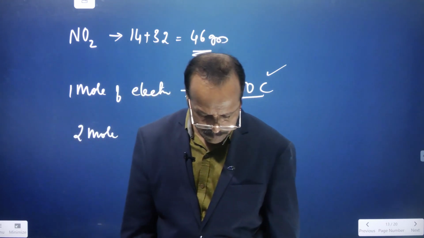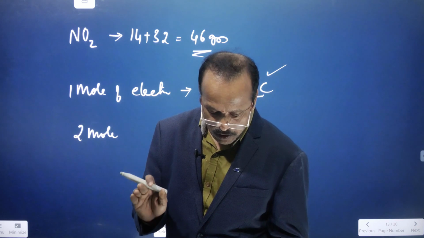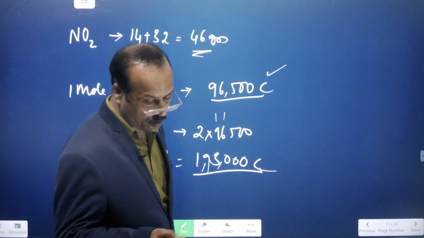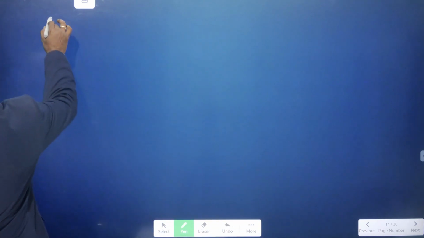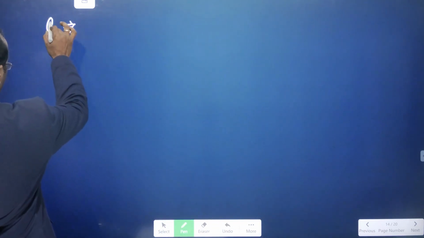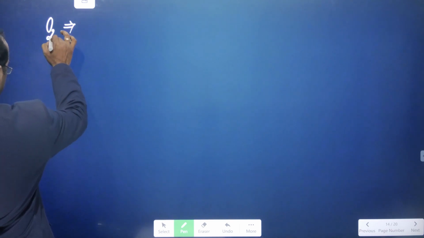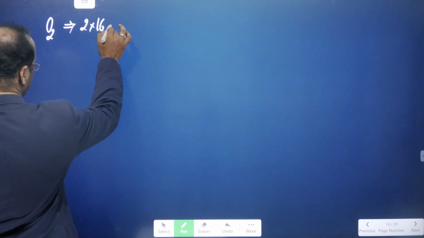Identify the gas whose 2 gram molecules weigh 64 grams. Helium atomic mass is 2, so 2 2s are 4, no, this is not it. Now take oxygen. Each oxygen atomic mass is 16, and 2 atoms are there, so 2 into 16 is equal to 32.